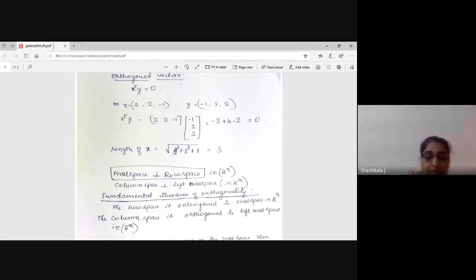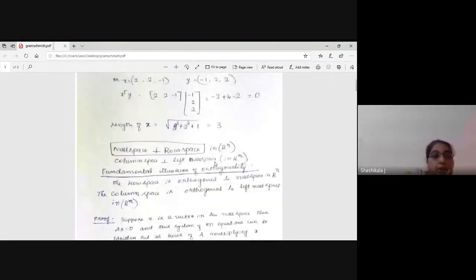Okay, so now, orthogonal vectors: you know that x transpose y is equal to 0. X is given and y is given, and you have to compute x transpose y, which is just a matrix multiplication. And the length of any vector x is the square root of the sum of the squares of its components.